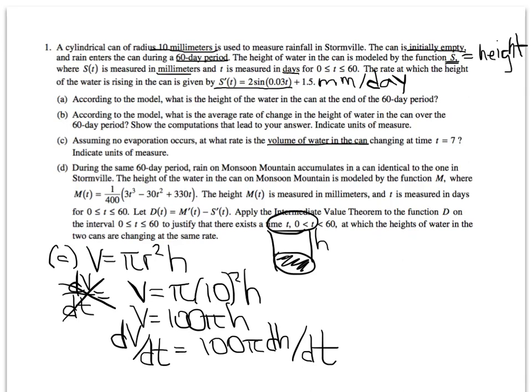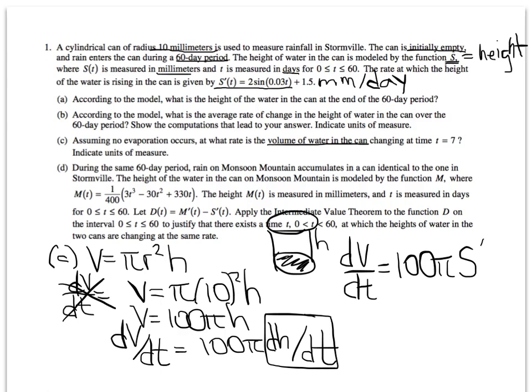Okay? So now we want to find out at t equals 7, what is the rate changing? Well, dh/dt, we know that to be our function s prime. So then we can rewrite it: it's 100 pi times s prime at 7. Now use your calculator and find the value at 7 for the derivative function and multiply it by 100 pi, and then you should get approximately 602.218.